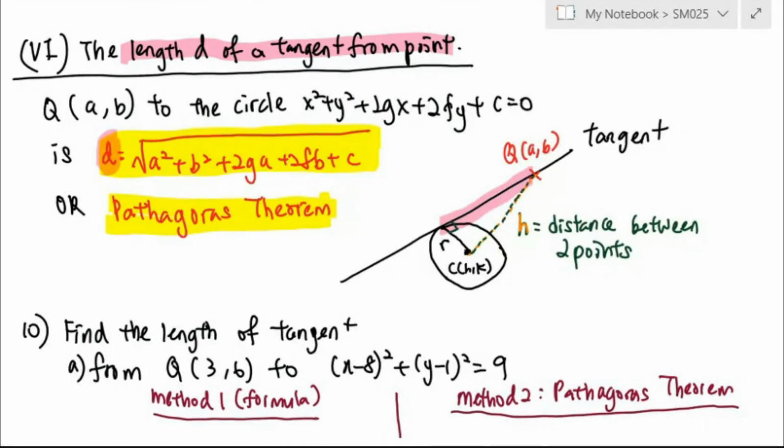The length of the tangent from a point Q. So here is the diagram. You can see this is our circle. When the circle touches a line, this line we call a tangent. We have a point outside the circle but on the line of the tangent.